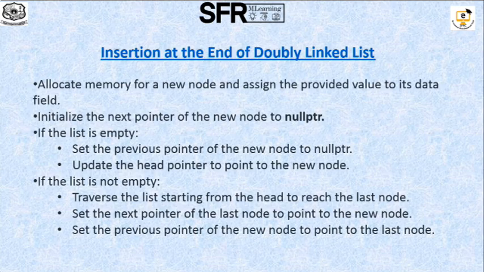If the list is not empty, then we traverse the list from the start, from head to the last node. After traversing, set the next pointer of the last node to point to the new node, because we are going to insert the node only at the end. So the next pointer includes the new node, and the previous pointer of the new node has to point to the last node. So this is the difference between insertion at the beginning and at the end. It is just a simple process. We have to correctly point the next and the previous nodes. If we do it correctly, the new node will be inserted at the end.